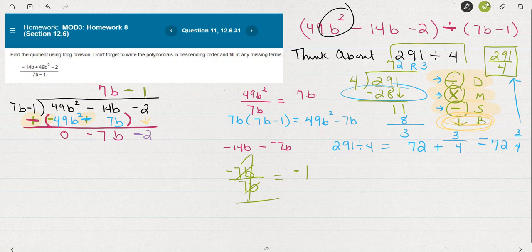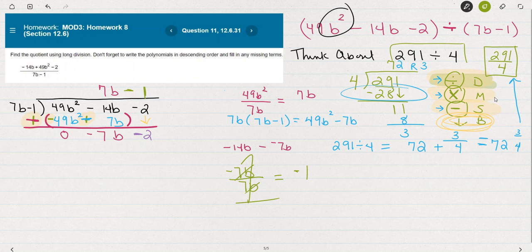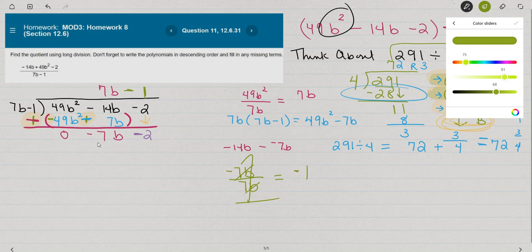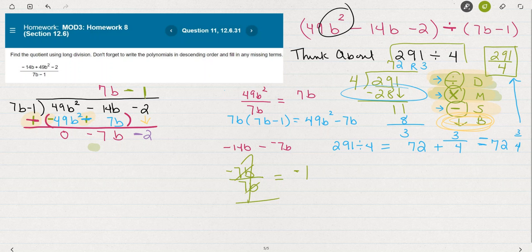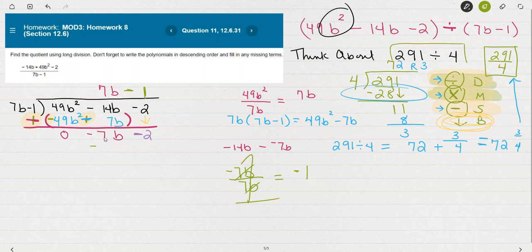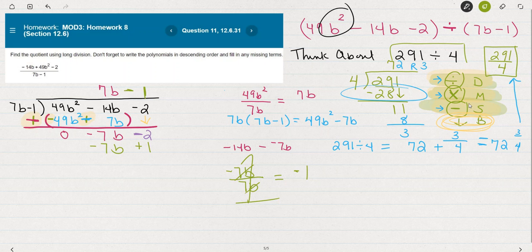And then I'm going to keep plugging away here because the next step, so I did the divide. Now I'm going to multiply. Negative 1 times 7b minus 1 is going to look like this. Negative 1 times 7b. I'm just changing both of them to their opposites, right? So negative 1 times 7b is negative 7b. Negative 1 times negative 1 is plus 1. And then I'm ready to do the next step, subtract.